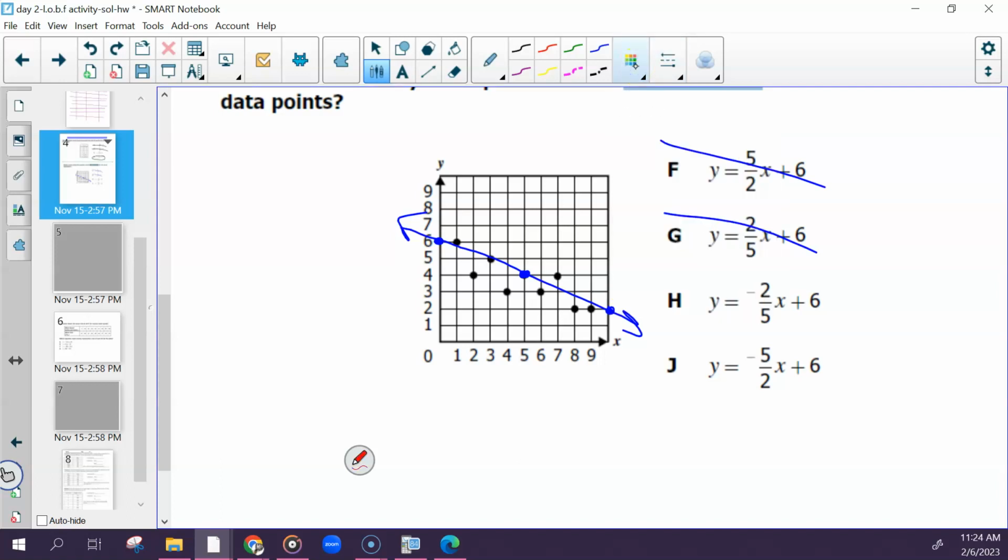So start at the same point, but now it's negative 5 over 2. So go down 5 and to the right 2. 1, 2, 3, 4. Which line better fits this set of data points? H.